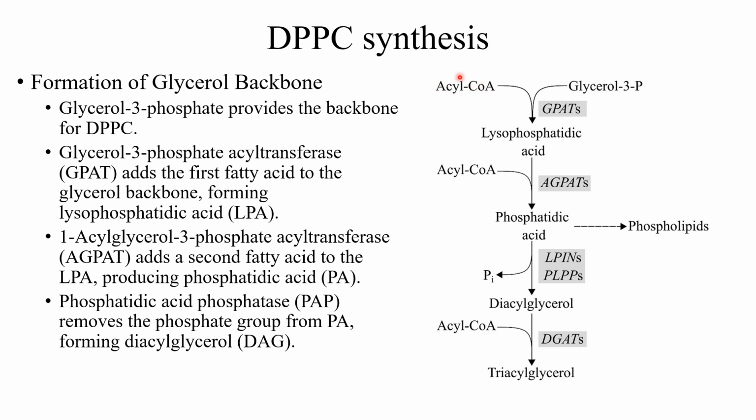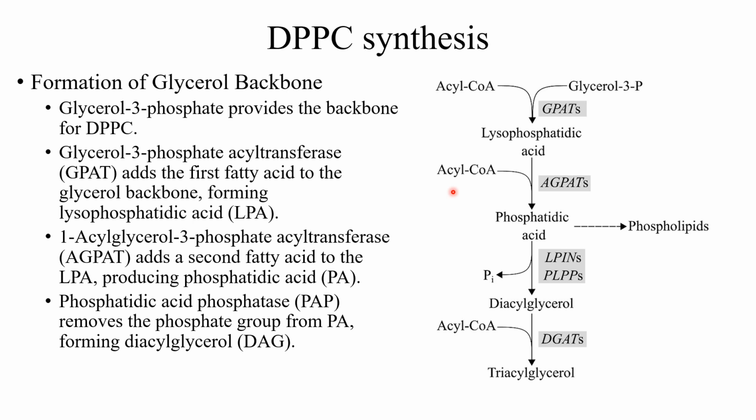Usually this fatty acid is palmitoyl-CoA. When it is added to the first carbon of glycerol 3-phosphate, we end up with lysophosphatidic acid. In the next step, we have another enzyme called 1-acylglycerol 3-phosphate acyltransferase, which adds a second fatty acid to the second carbon of glycerol. Remember, the first carbon had OH, and now we've added a fatty acid there. The second carbon also had an OH, and we're adding a second fatty acid there.